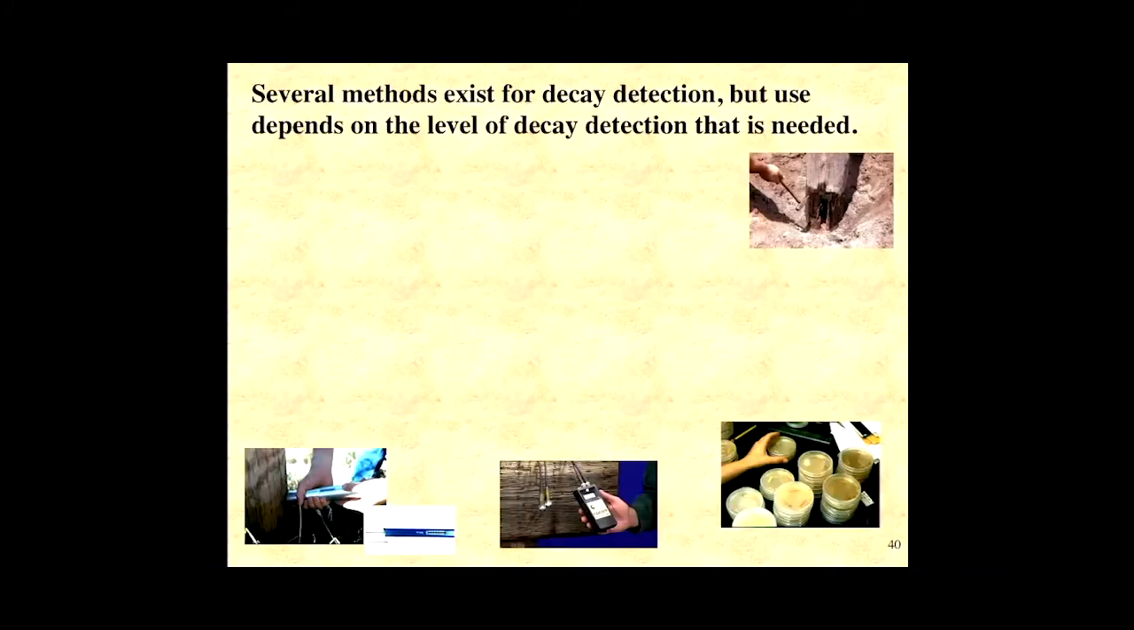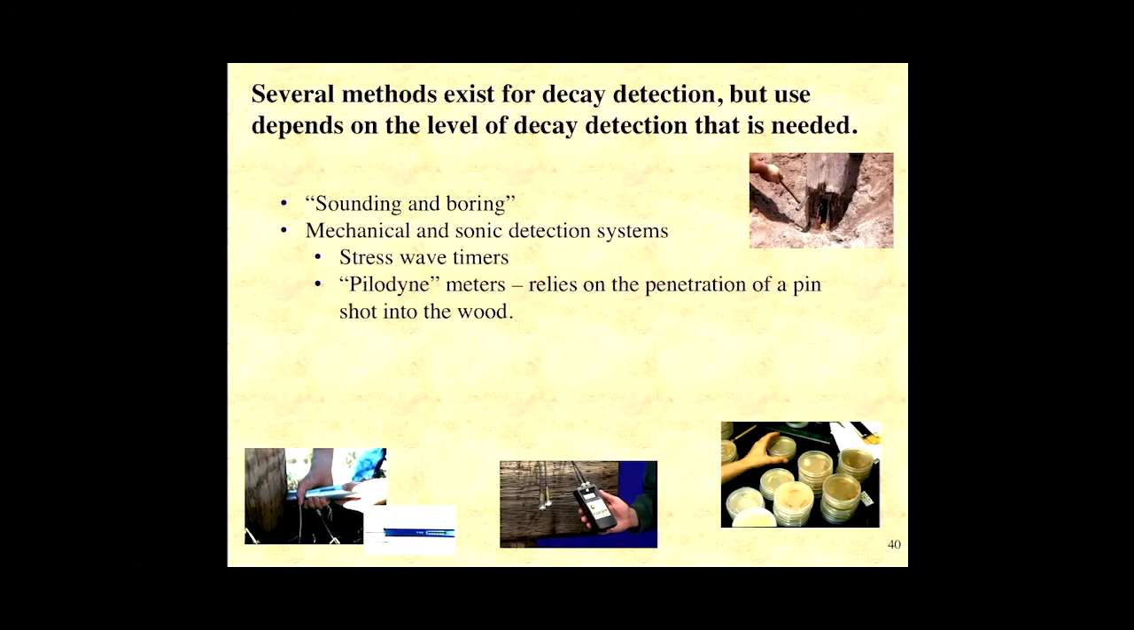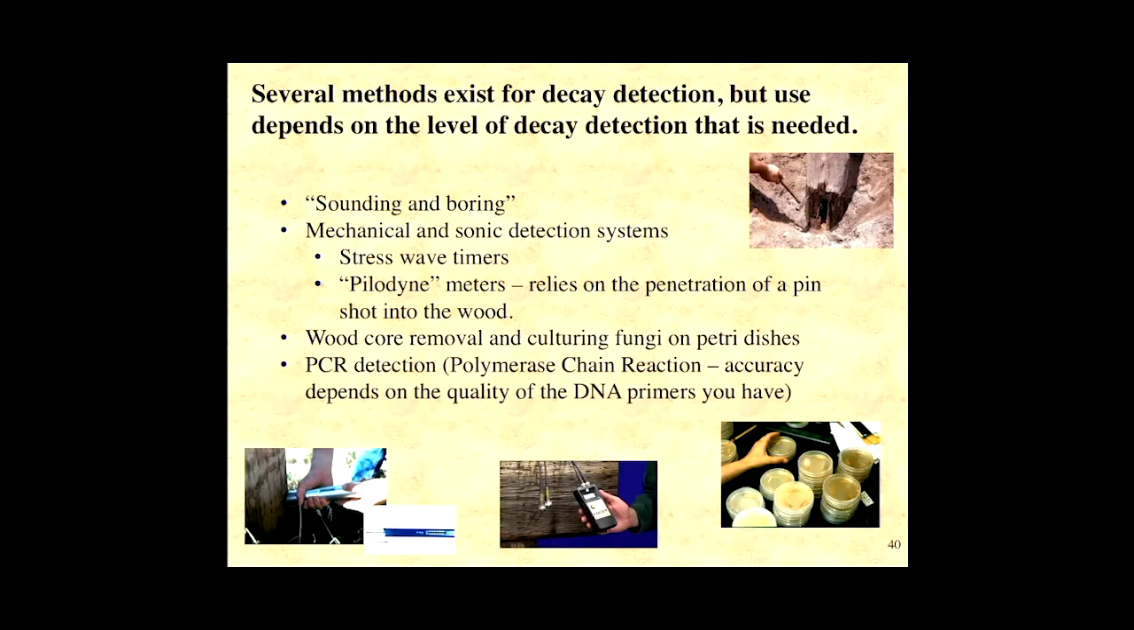Detection of decay, and we'll go quickly through this. When I lecture on this stuff, I usually stretch this out into at least a couple of periods, but sounding and boring. Sounding and boring is a typical term used in industry. Sounding is simply rapping on your piece of wood with a hammer. And if it sounds dull, or like this, it would sound pretty hollow, then you know there's a problem.